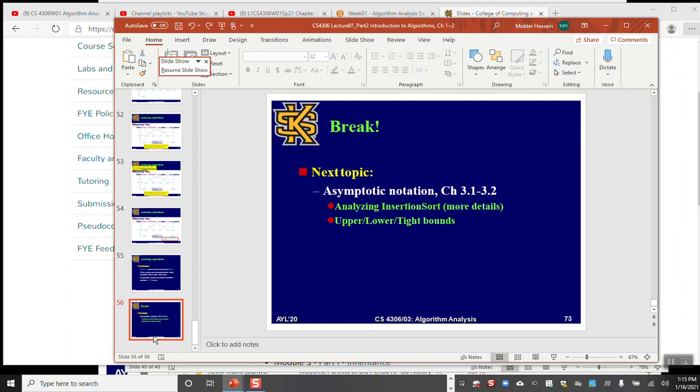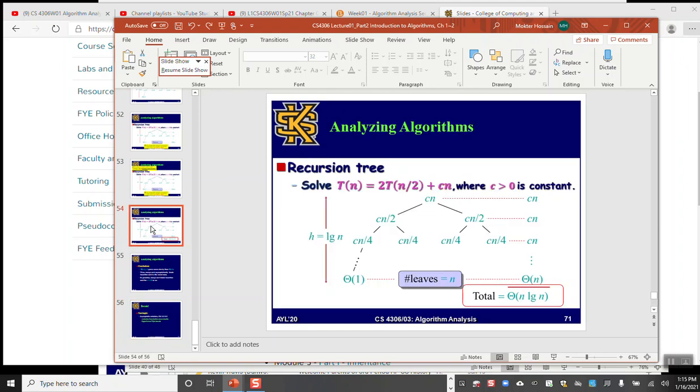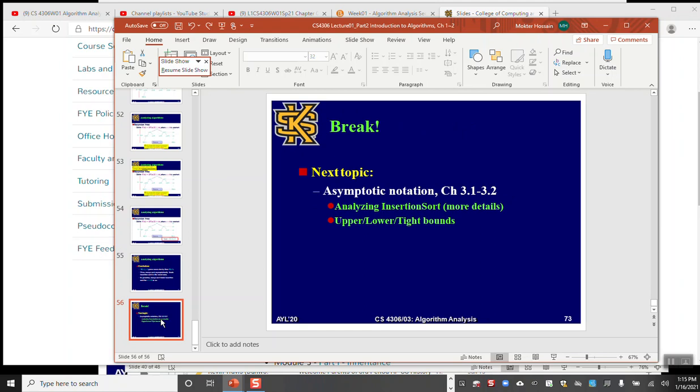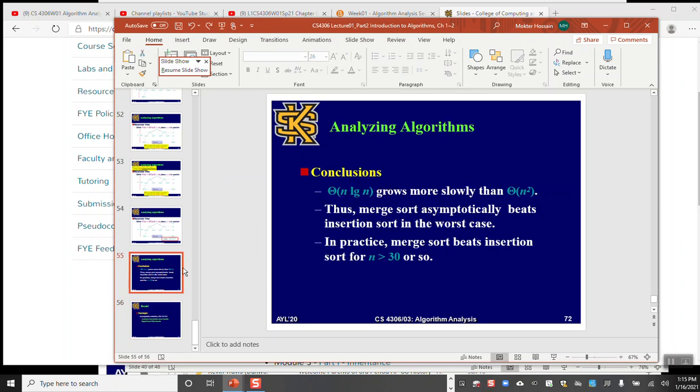In our next lecture we will discuss asymptotic notations. That means we found theta here, and then there is big O and omega notation that we use for upper bound and lower bound, and theta is called the tight bound. We will discuss this in our next lecture.